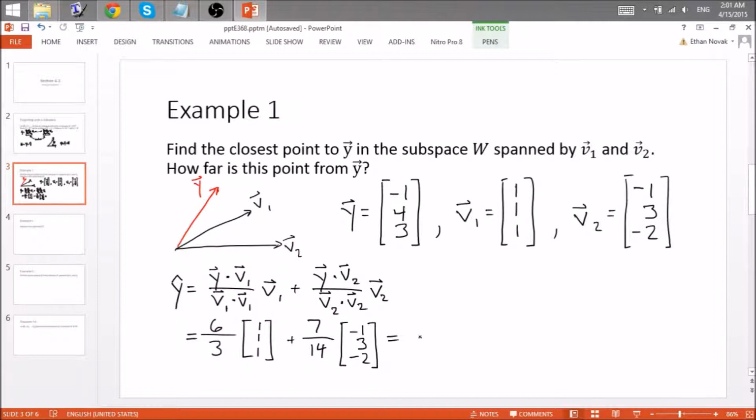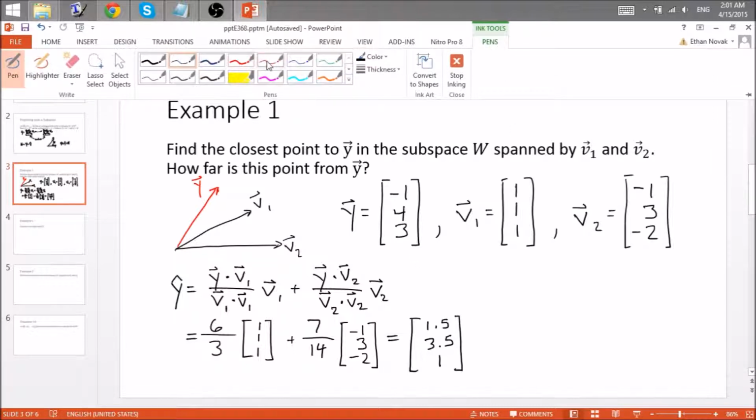So let's add these vectors together. We get 2 plus 1/2 times -1 is 1.5. Then we have 2 plus 1/2 times 3 is 3.5. And 2 minus 1 is just 1. So that's our vector y hat.